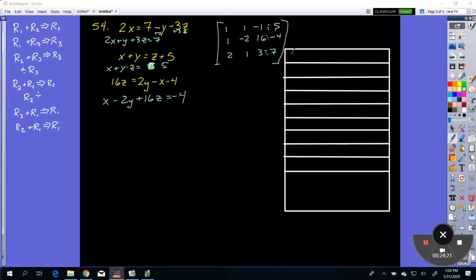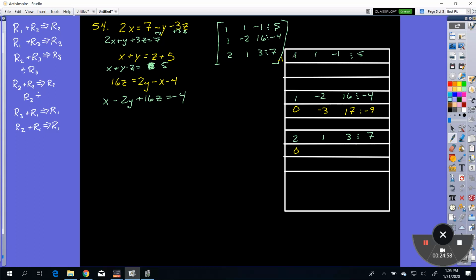So if I write that in here, 1, 1, negative 1, 5. 1, negative 2, 16, negative 4. And then 2, 1, 3, 7. So I want this to become a 0. I want this to become a 0. I multiply all this top row by negative 1. So negative 1 plus 1 is 0. Negative 1 times 1 is negative 1. And a negative 2 make negative 3. A negative and negative make a positive. That makes 17. Negative 1 makes negative 5. Add it to negative 4 makes negative 9.